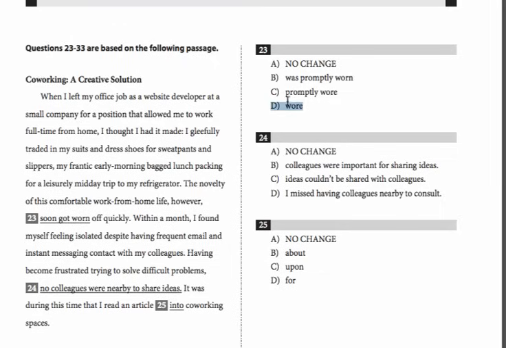And right here, what's funny is that these all are horrible for specific reasons. The funny thing is here, promptly and soon, right, all are redundant because quickly means promptly, quickly means soon, and redundancy is an error. All three of these, therefore, have a specific reason why they are objectively wrong.